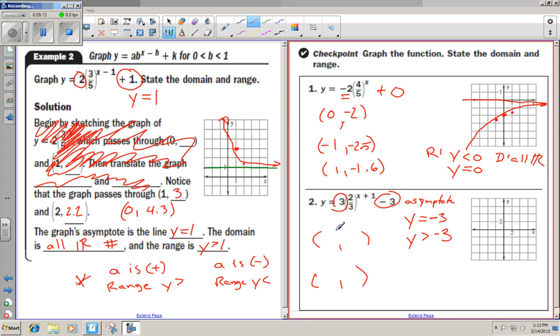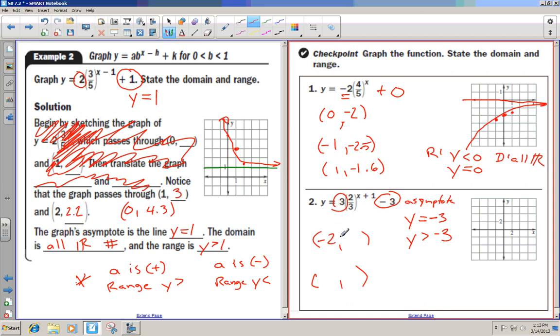You might want to use the points -2, 1.5. You could use 0, -1 if you wanted. All right, so let's take a look at that. So 0, -1, -2, 1.5. The asymptote is at -3. So your graph comes down through those points and never actually touches the asymptote.